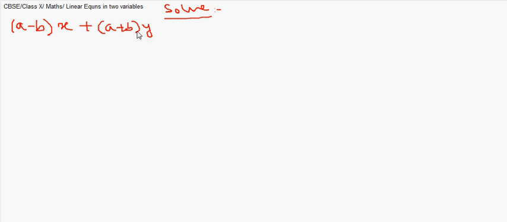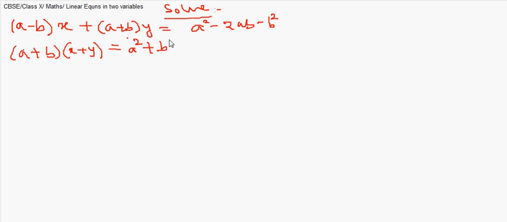a plus b y equals a square. Don't worry by just simply looking at it. Once you start solving, you'll see it takes you one step to the other. Just have to build up that courage and quickly begin solving it. Okay. a minus b x plus a plus b y equals a square minus 2ab minus b square or a plus b x plus y a square plus b square.